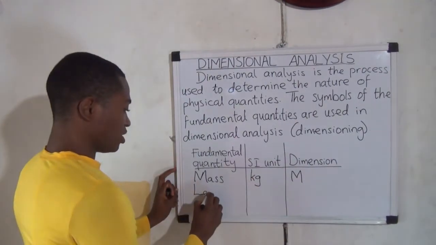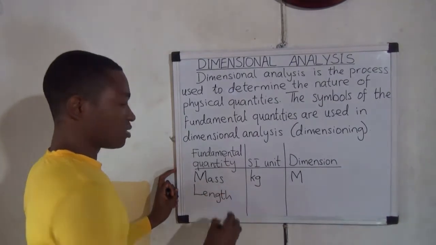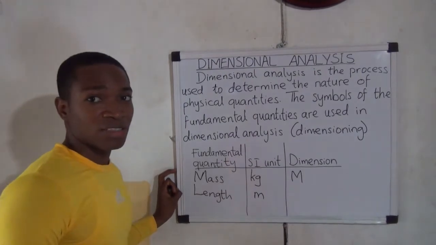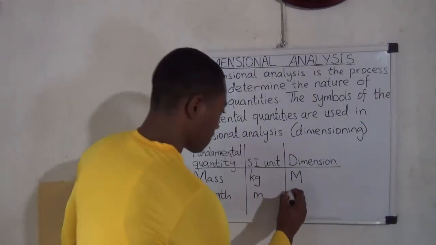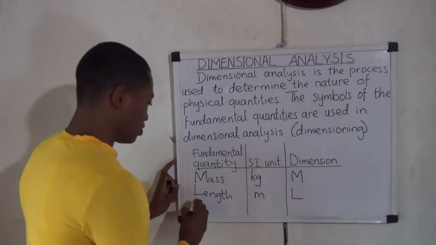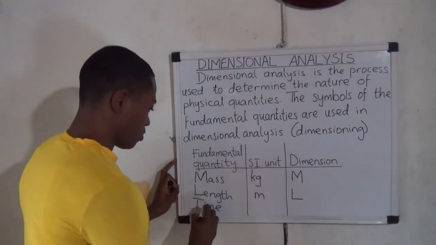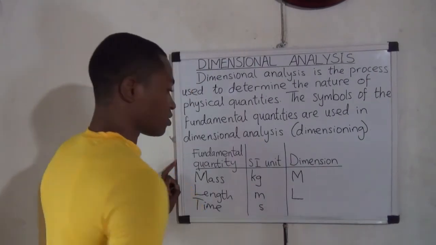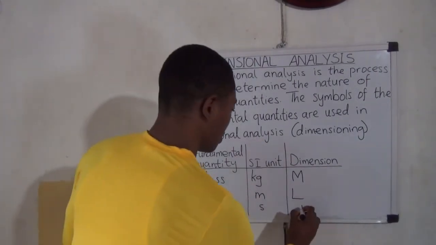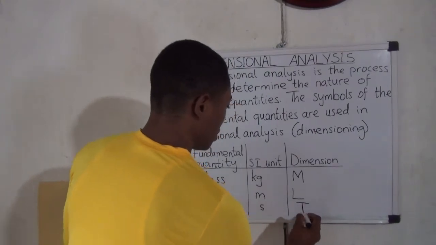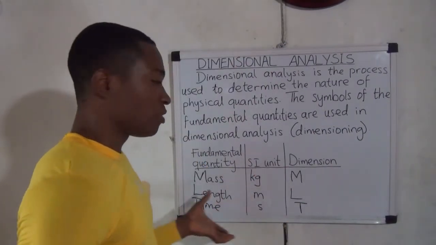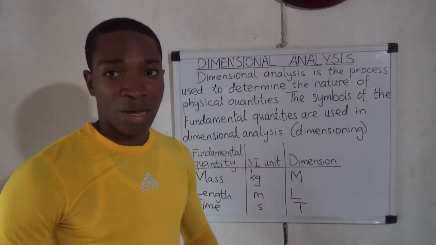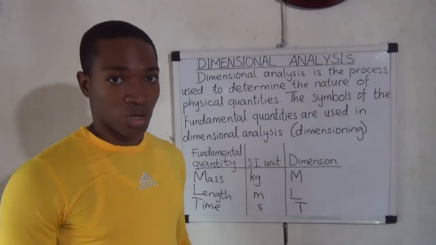The second one we'll be using is length. What's the SI unit of length? Length is measured in meters, and the symbol for length is capital letter L. And the third one is time. In physics, we measure time in seconds, small letter s. And the symbol for time is the capital letter T. These three fundamental quantities and their dimensions will be used to determine the dimension of other physical quantities.